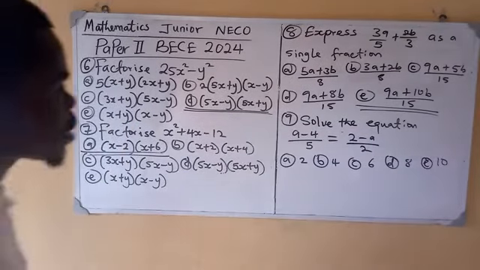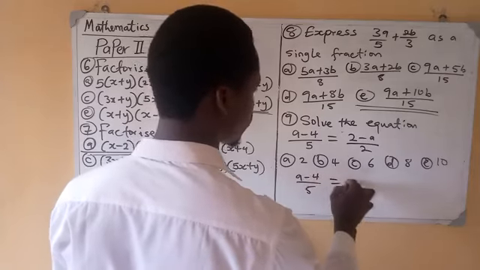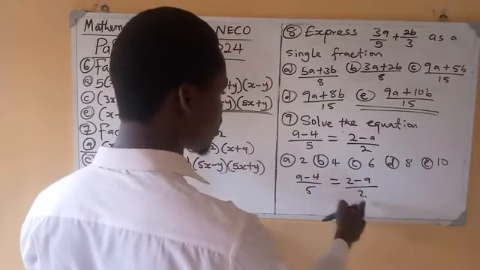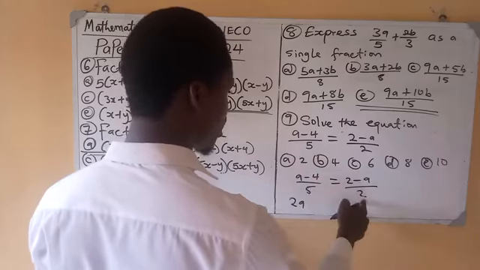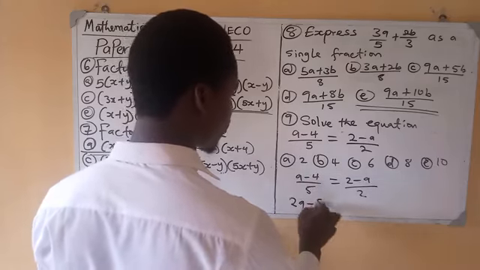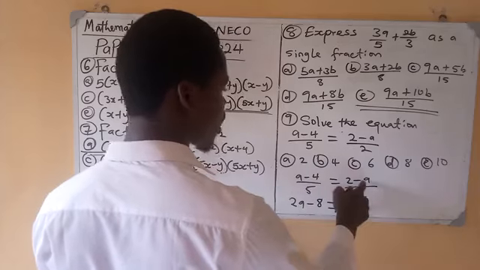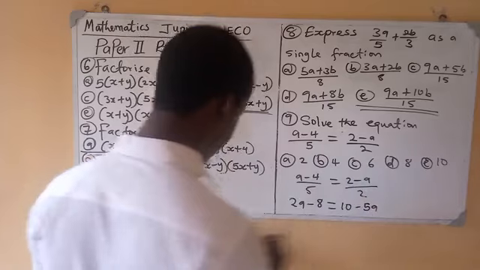So let's solve that. We have a minus 4 over 5 equal to 2 minus a over 2. So cross multiply. When you cross multiply, the 2 multiplies everything here. So 2 times a, we have 2a; 2 times minus 4, we have minus 8, equal to 5 times 2, we have 10; 5 times minus a, we have minus 5a.